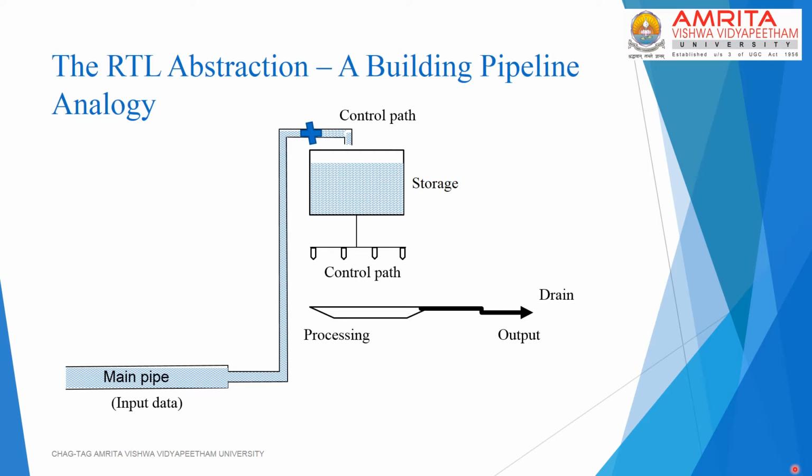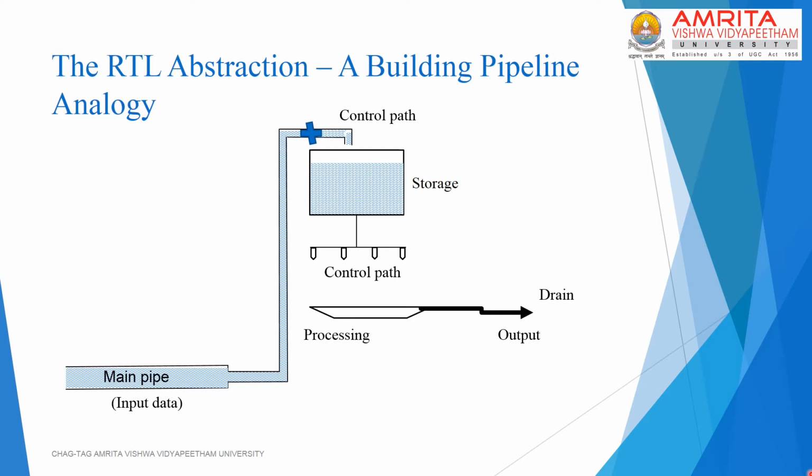The operation of the control path elements in a pipeline is either by means of manual intervention. We can manually open and shut the valves that control the flow of water, or we can even have an automated system which provides the intelligence for controlling the flow of water. So these taps represent the control elements which control the flow of water, and they are analogous to the flow of data in a data path.